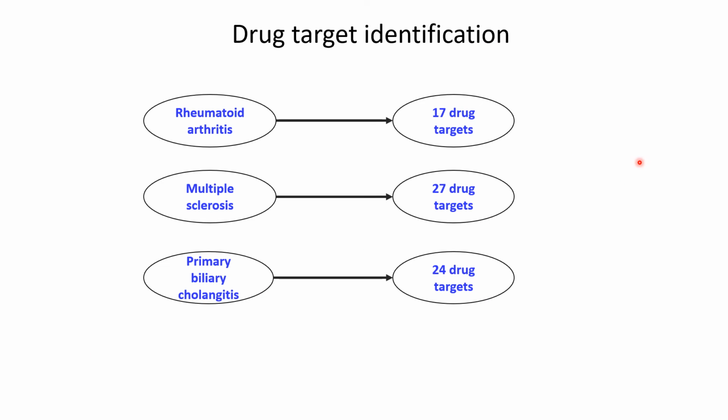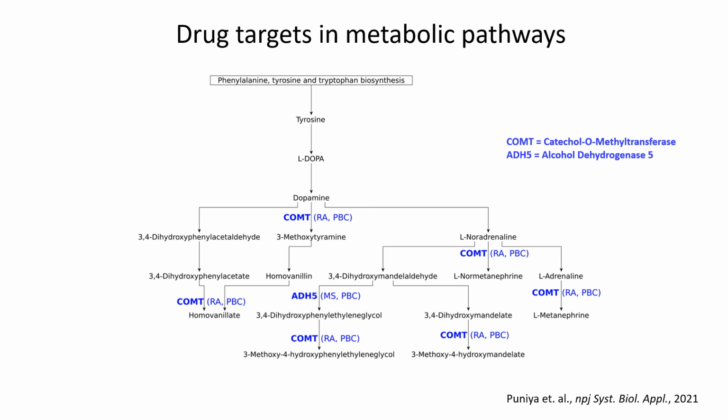So we predicted a total of 68 drug targets, 17 of them for rheumatoid arthritis, 27 of them for multiple sclerosis, and 24 for primary biliary cholangitis. As an example, I'm showing here 2 drug targets, which are catechol O-methyltransferase and alcohol dehydrogenase 5, in tyrosine metabolism. The COMT is interesting. It was identified for 2 diseases, rheumatoid arthritis and primary biliary cholangitis, and COMT is associated with multiple reactions in tyrosine metabolism.